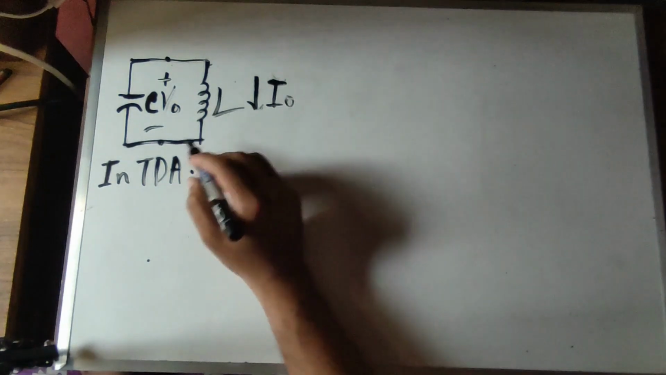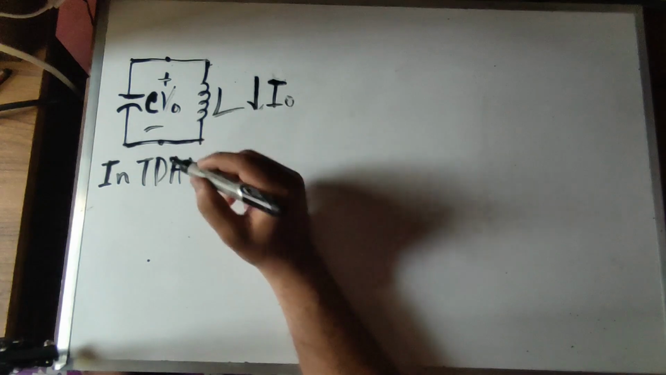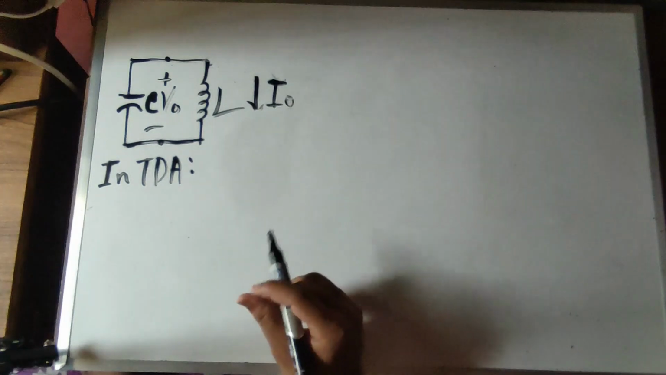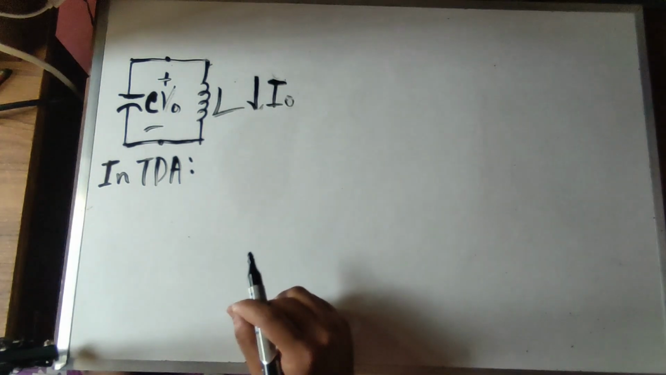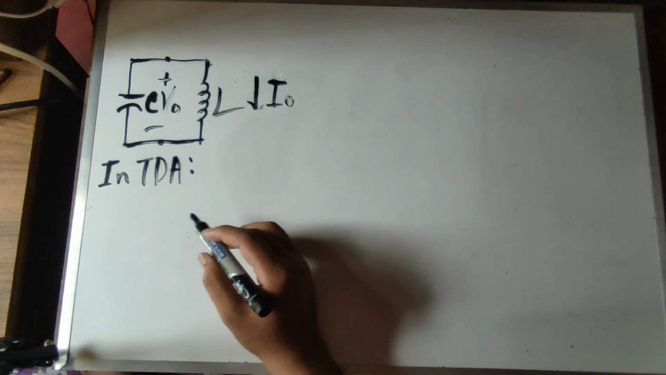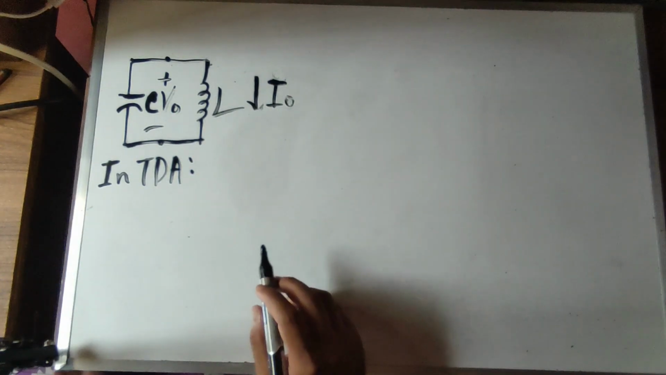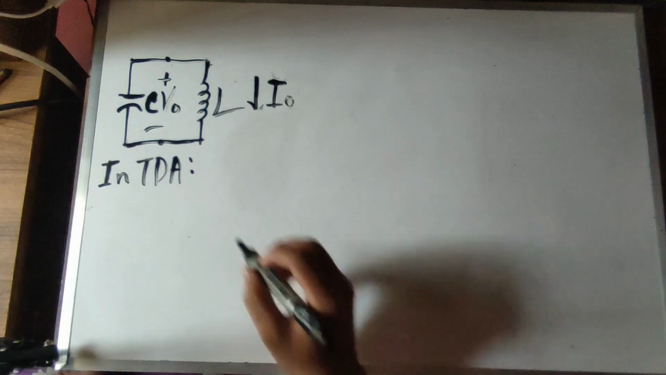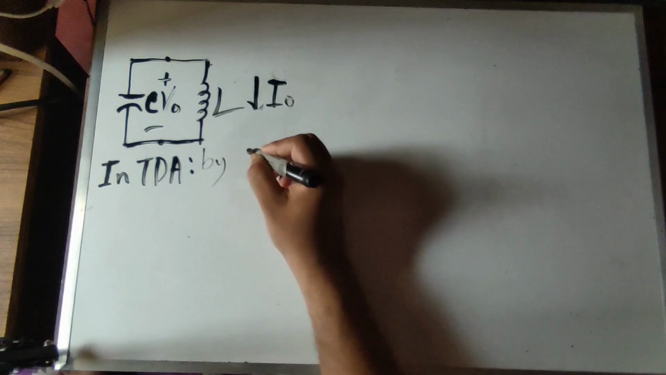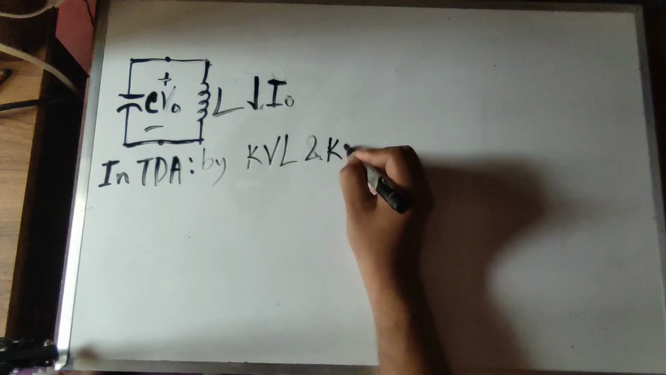As this is an LTI system, it abides by the superposition principle, and we can apply KVL and KCL because of its linearity. So we are analyzing this in time domain first, then we will try to analyze this circuit in frequency domain. So in time domain, by both KVL and KCL.